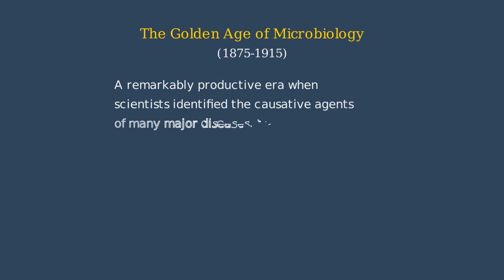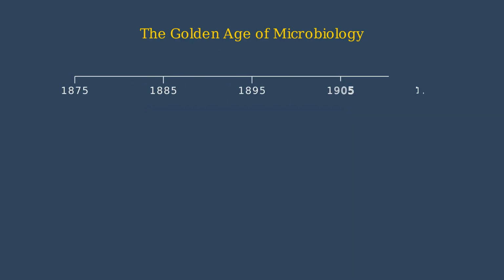The period from approximately 1875 to 1915 is often called microbiology's golden age. During this remarkably productive era, scientists identified the causative agents of many major diseases, transforming medicine from a largely symptomatic practice to one based on specific disease causation. Let's explore the major discoveries during this golden period of microbiology that spanned 4 decades.